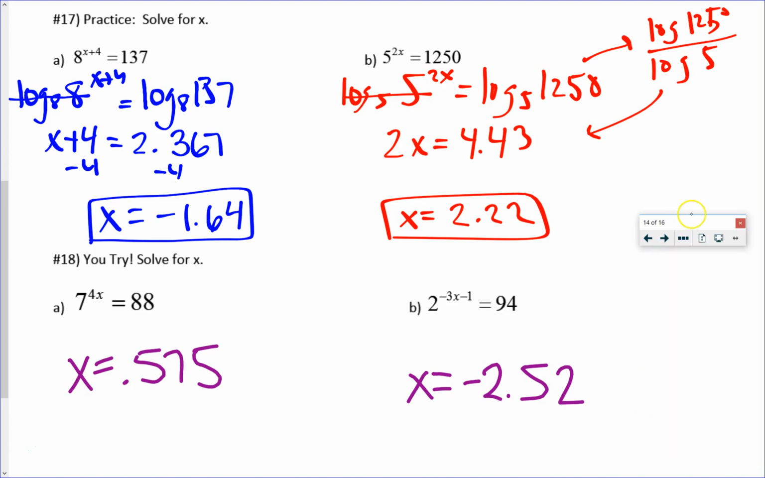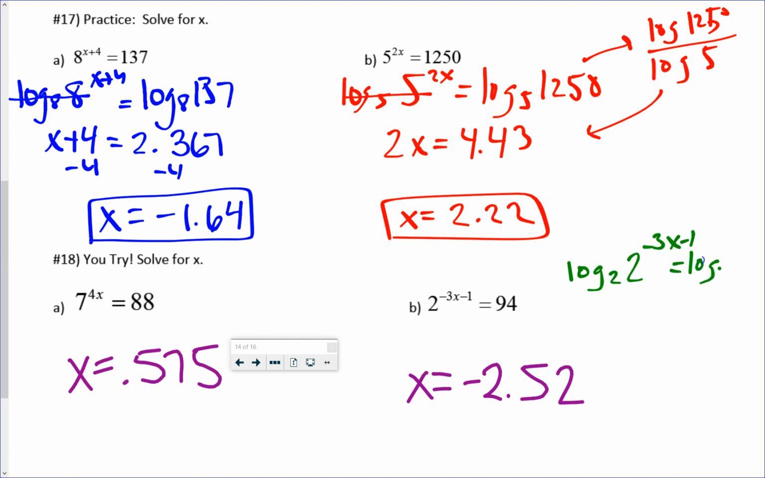All right, so B, so we had to bring in a log of base 2 to both sides first. Log of a base 2 to both sides. Okay, so here they cancel. Here I have negative 3x minus 1 equals 6.55.